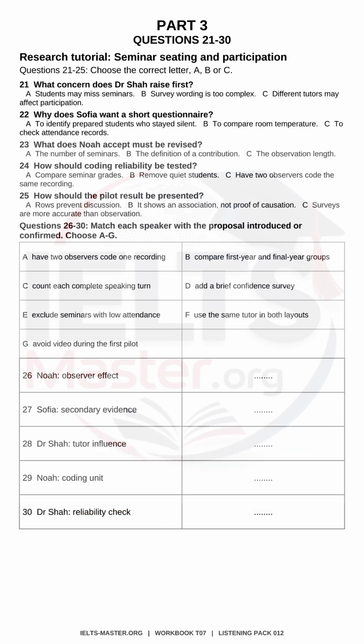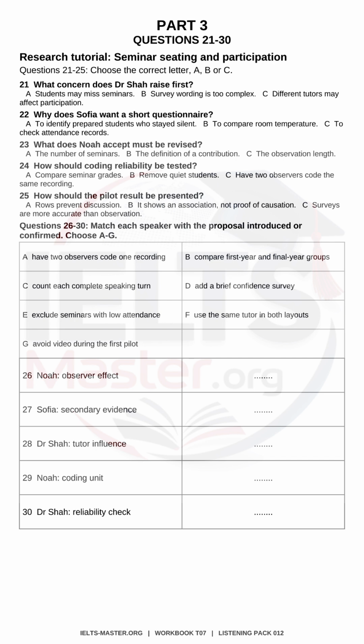I would use a brief confidence survey with 3 items only. It should ask whether students felt prepared, whether they wanted to contribute, and whether the room arrangement made speaking easier or harder. Keep it short. A long survey would reduce completion rates.